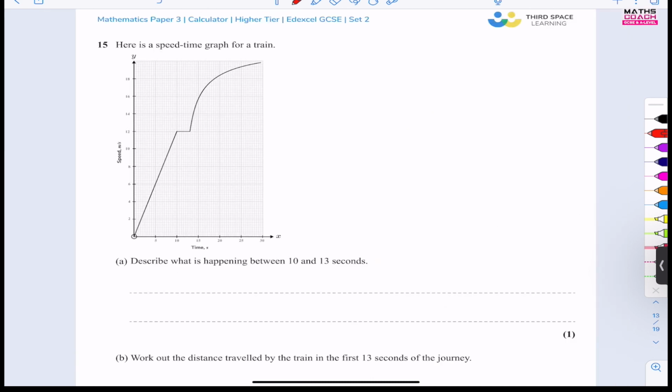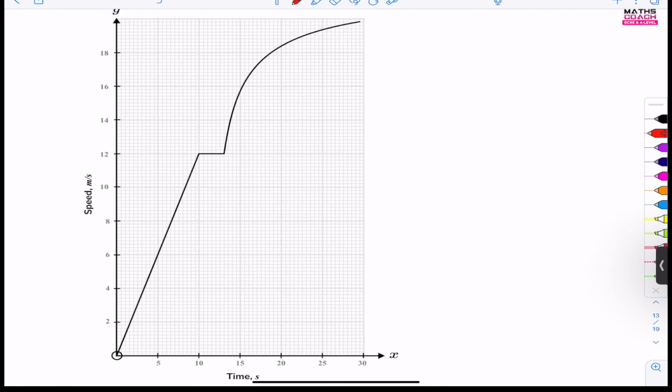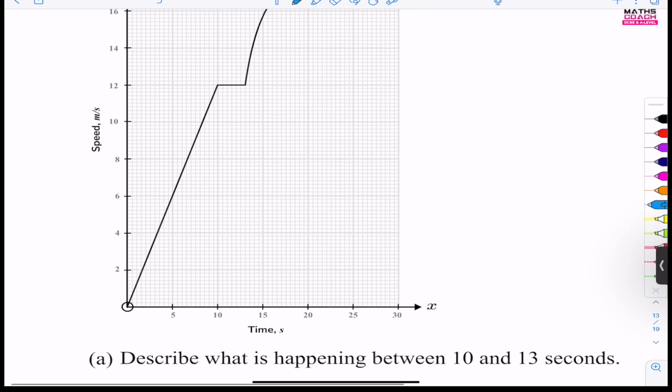Question 15. Here is a speed time graph for a train. Let's zoom in here a little bit. Describe what is happening between 10 and 13 seconds. So if we zoom in a little bit more, I don't know if you can see this very well. Hopefully you can. Go and find where 13 seconds is.